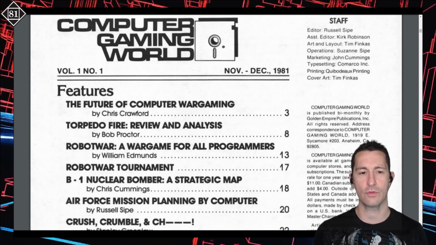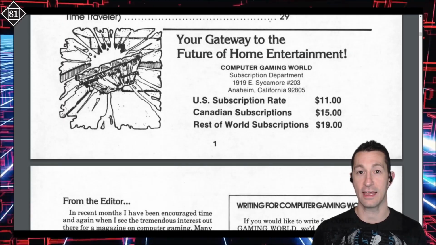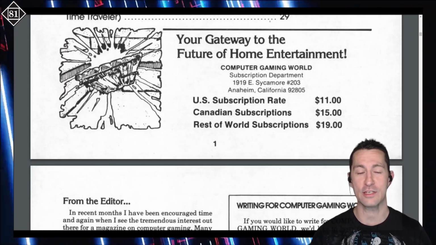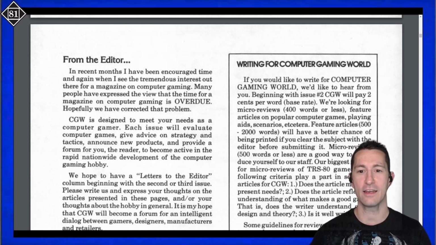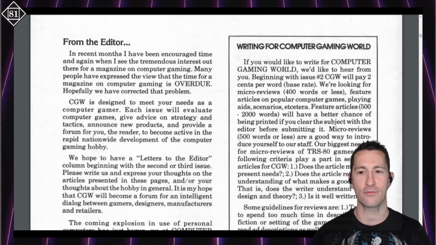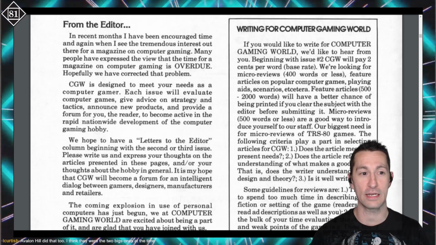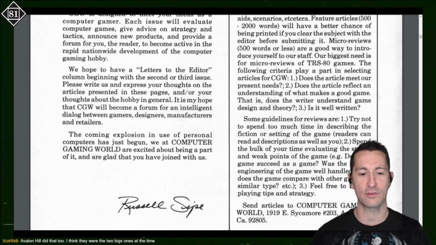All right, so we're going to breeze through the table of contents because we're just going to go through each one of these with advertisements in Computer Gaming World. So this is the first issue of CGW in November of 1981. So the editor is starting off with letting everyone know about what this magazine is, like what's the point of it. So he really wanted, this is Russell Sipe.